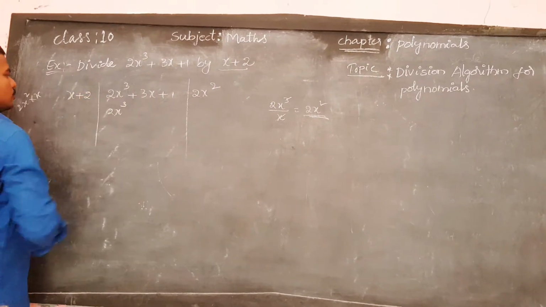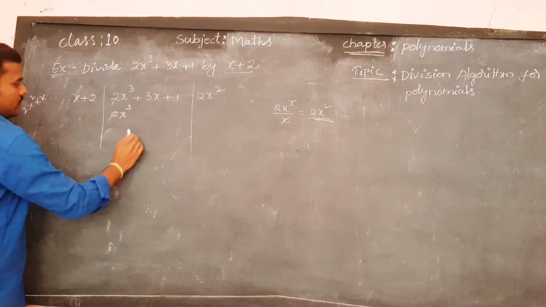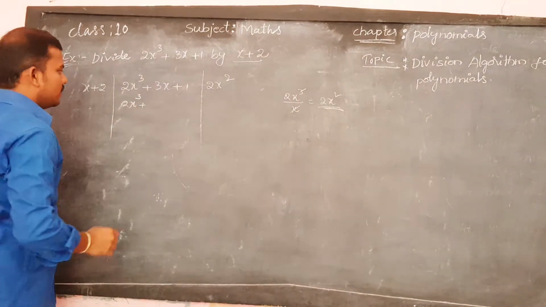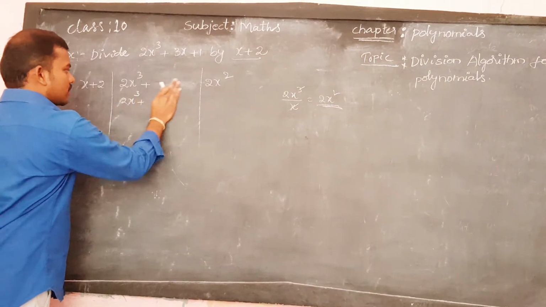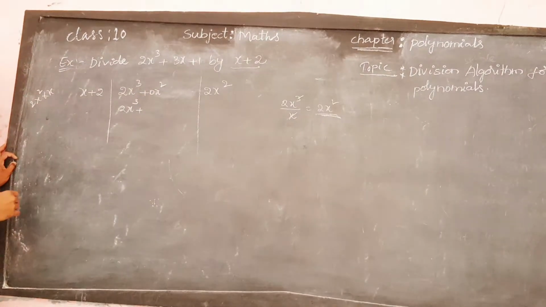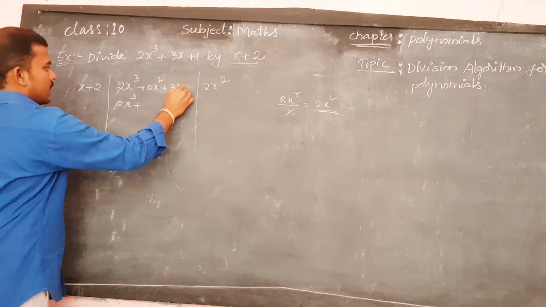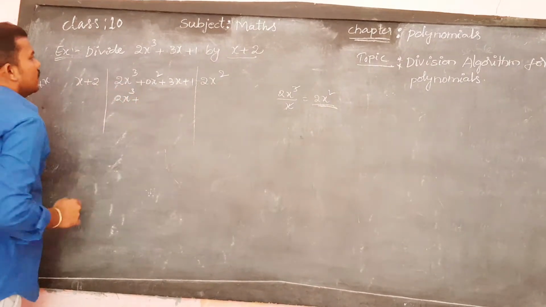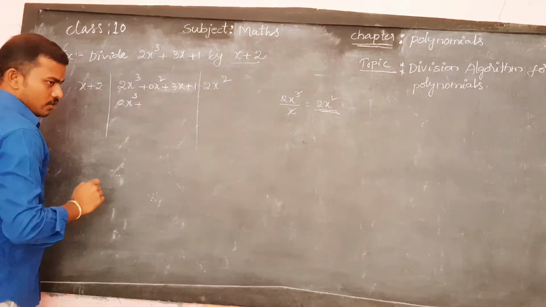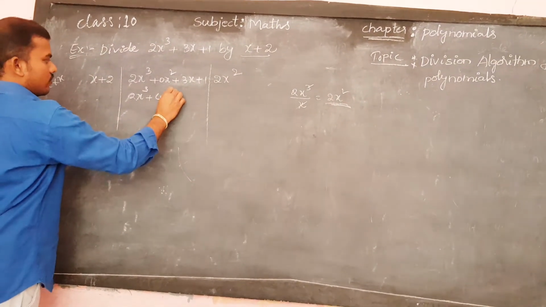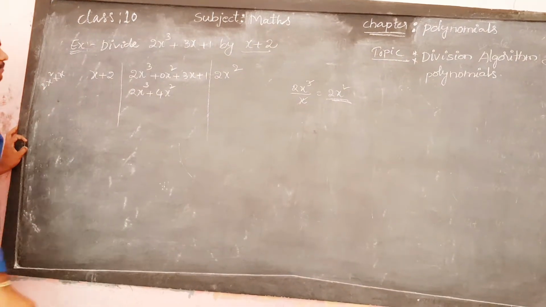2x square into 2 is 4x square. Here the x square term is not given in the example, so we write 0x square plus 3x plus 1. Since the x square coefficient is not given, we take 0x square. So 2 into 2 is 4, 4 into x square, 4x square.